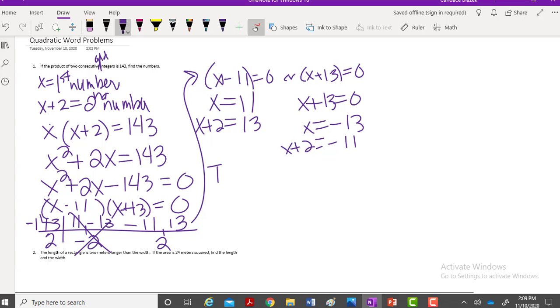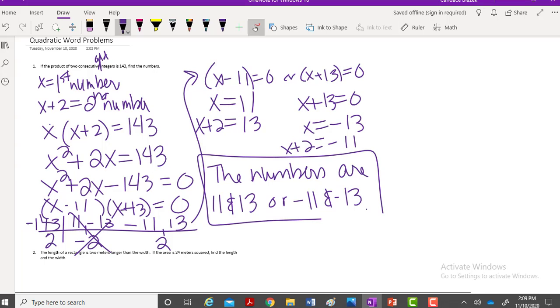So how I would express my answer, because we have two sets of answers, and they're both good: the numbers are 11 and 13, or negative 11 and negative 13. That's how I would express my answers. Next example.